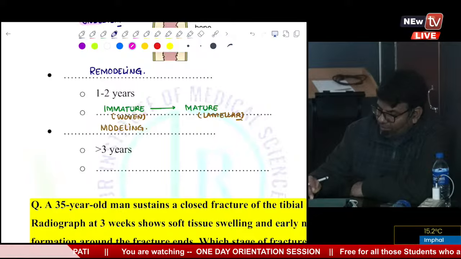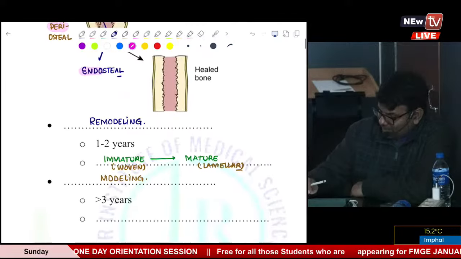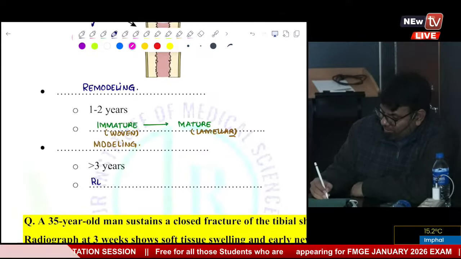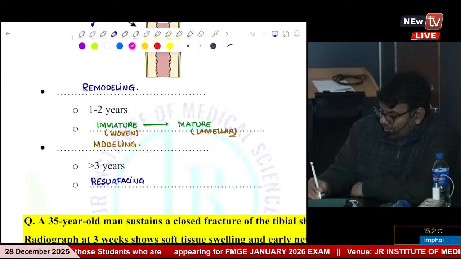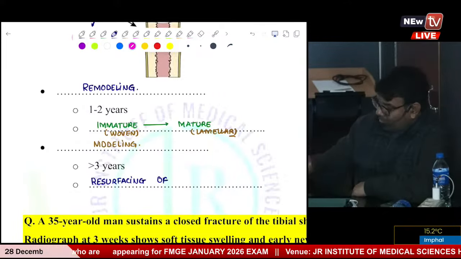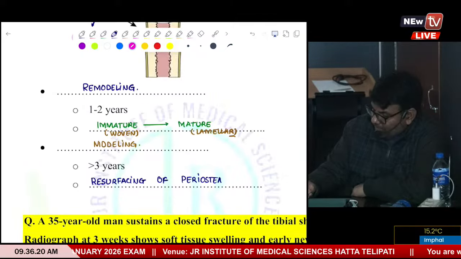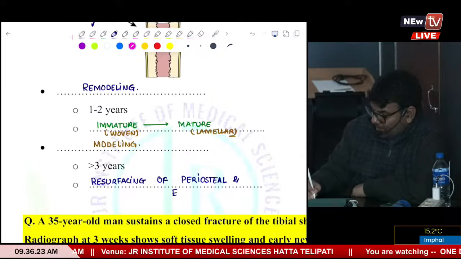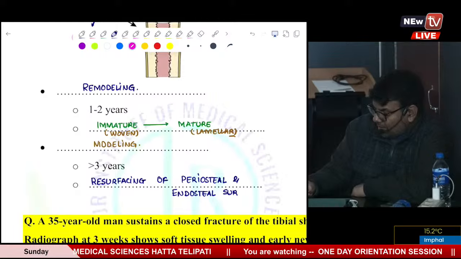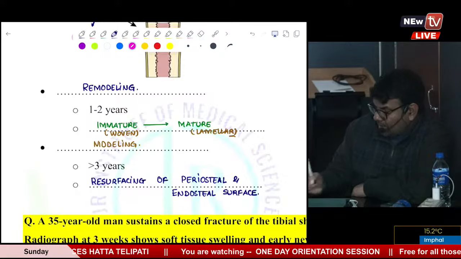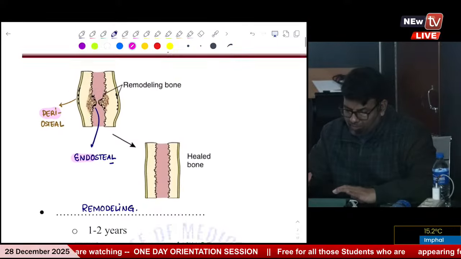So in the modeling phase, there is resurfacing or reshaping of the endosteal and periosteal surface. Clear? So these are the phases of fracture healing.